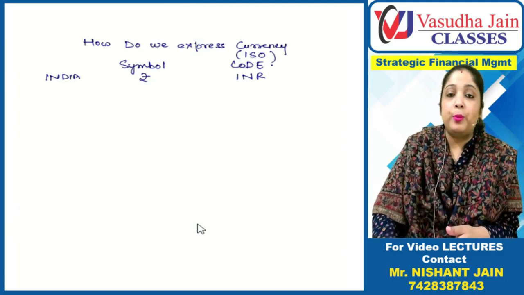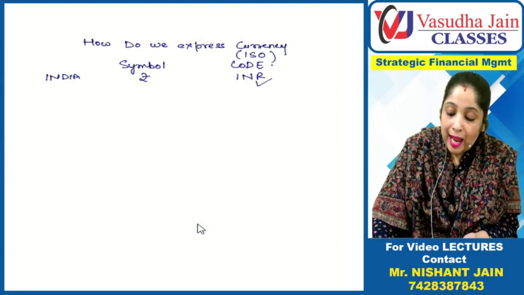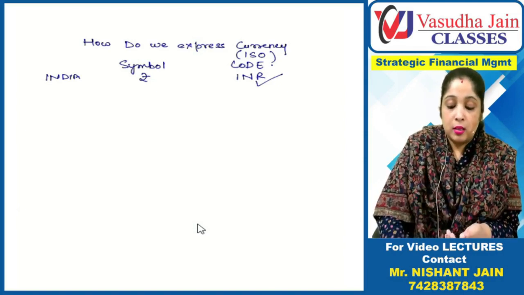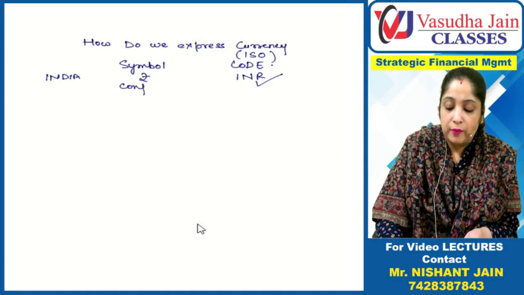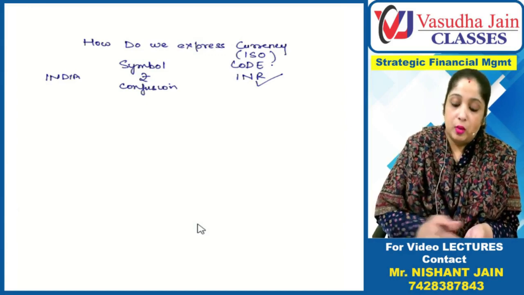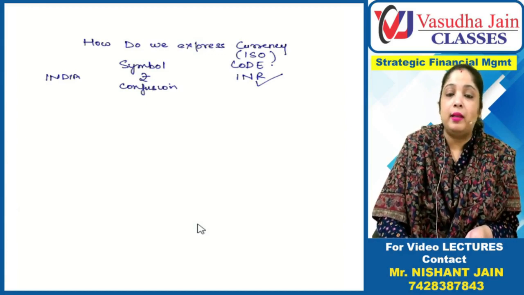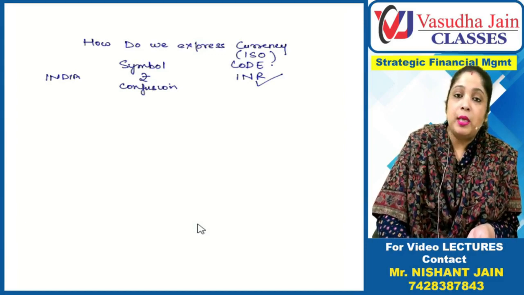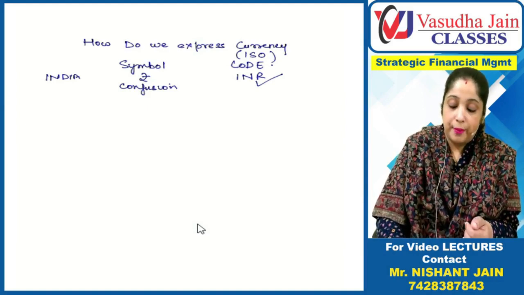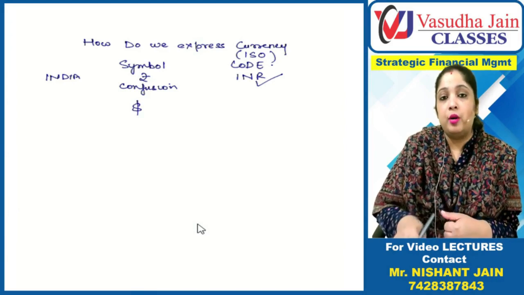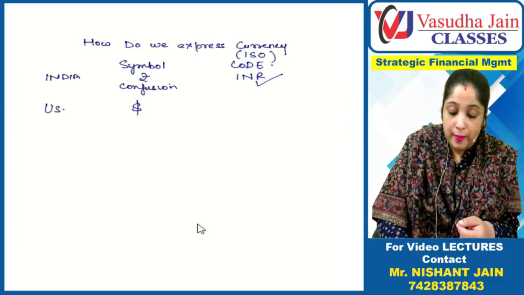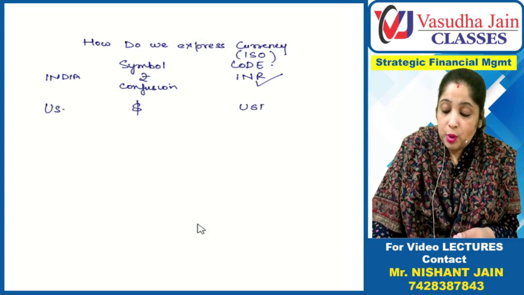Now which is more appropriate to use? Codes are more appropriate. Why? Because the symbol is more confusing. Ma'am, what confusion does it have? Rupees is a currency for Nepal also. Now when you see the symbol, you cannot identify whether it is Indian rupees or Nepali rupees. So symbols sometimes can be confusing. For example, if I write dollar, can you please tell me if it is Australian dollar, Canadian dollar, Hong Kong dollar, or American dollar? Symbols can be confusing, but if it is an American dollar, its code will be USD.